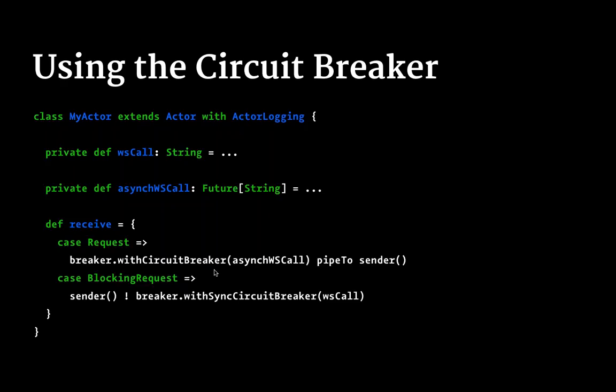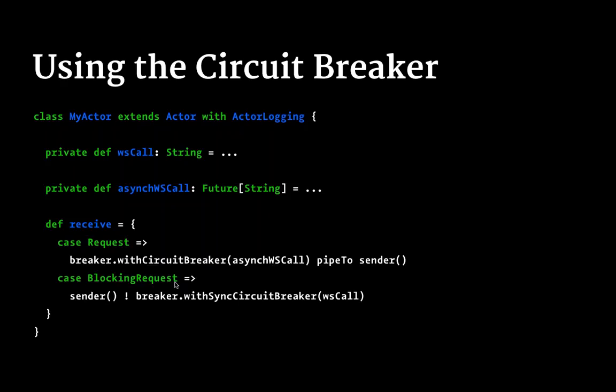So this actor receives a request. It's going to try to talk to the web service, but it's now doing so through the circuit breaker. If that call fails with an exception, or if it times out, that's going to be considered a failure from the circuit breaker point of view.